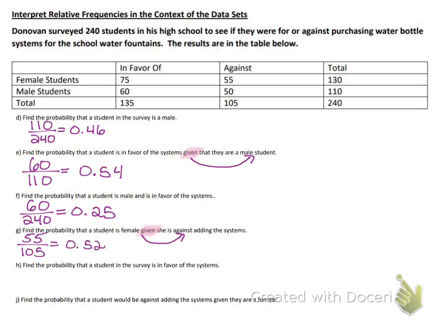Go ahead and pause the video and try H and J. And when you are ready, go ahead and hit play to see if you were correct. So go ahead and hit pause right now. Now let's see how you did.